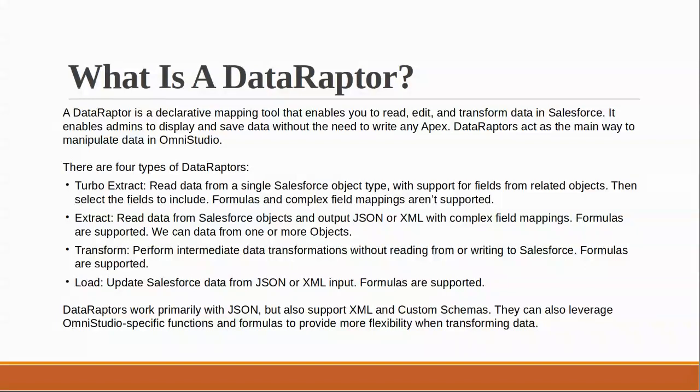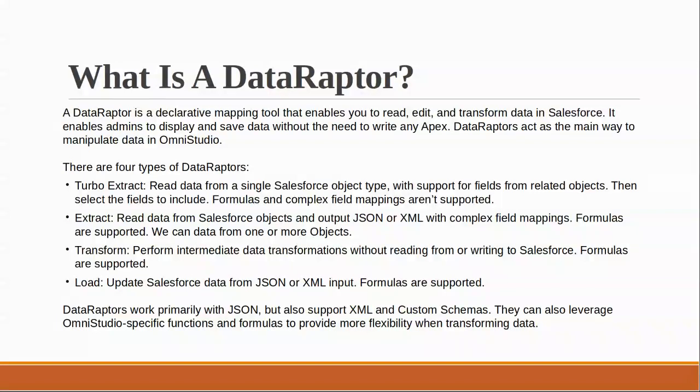DataRaptor comes in four flavors, namely DataRaptor Extract, DataRaptor Turbo Extract, DataRaptor Transform, and DataRaptor Load. Let's deep dive into these flavors and understand in one liner how to answer this and how we can explain. Basically, DataRaptor Turbo Extract reads data from a single Salesforce object with support for fields from related objects. So in DataRaptor Turbo Extract, we can only fetch the data from a single object, and we can include the related fields which we need. The main thing to note over here is that it doesn't support formulas and complex field mapping.